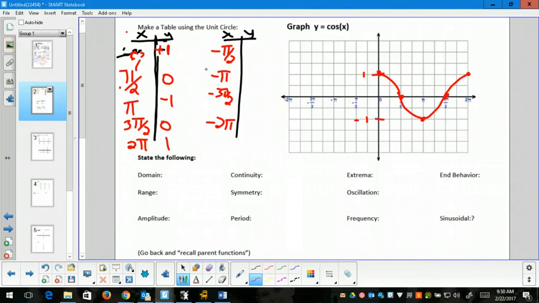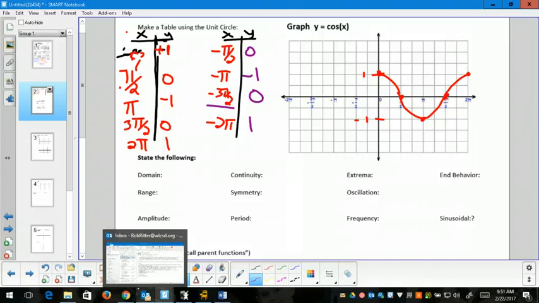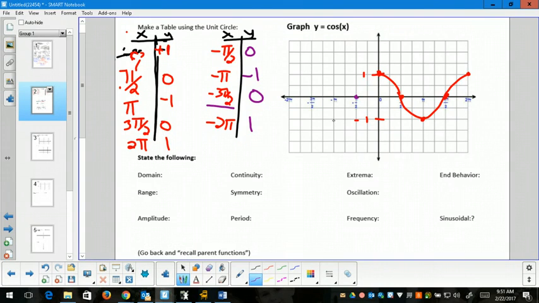And then at negative pi over 2, going backwards on the unit circle, we have 0. Negative pi is equivalent to pi. Negative 3 pi over 2 is equivalent to pi over 2. And negative 2 pi and 0 are the same. So I have 0, negative 1, 0, 1.